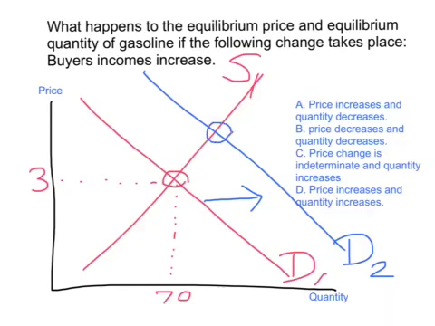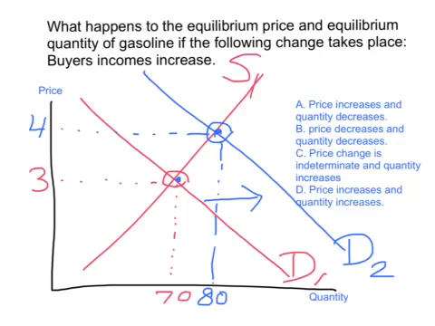The new intersection is higher than the old one. The old one is here, and the new one is here. We can draw a line to the price axis. Just make up some number. Let's say it's $4. In any case, it's higher than 3. And if you go to the quantity axis, you can see it's to the right of 70, so that's an increase. So let's make it 80.